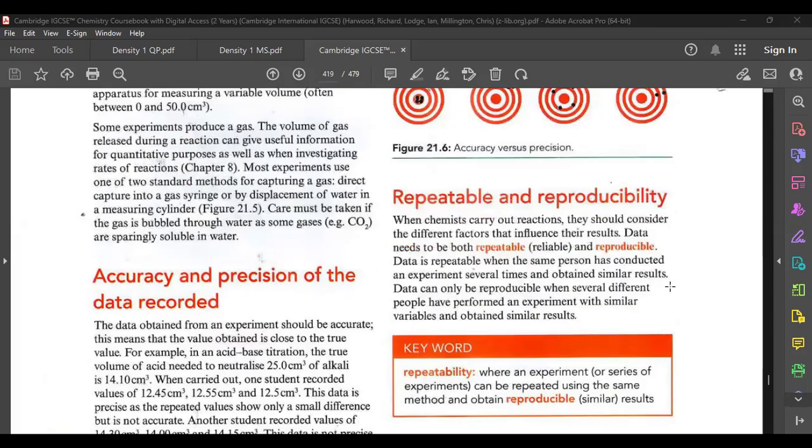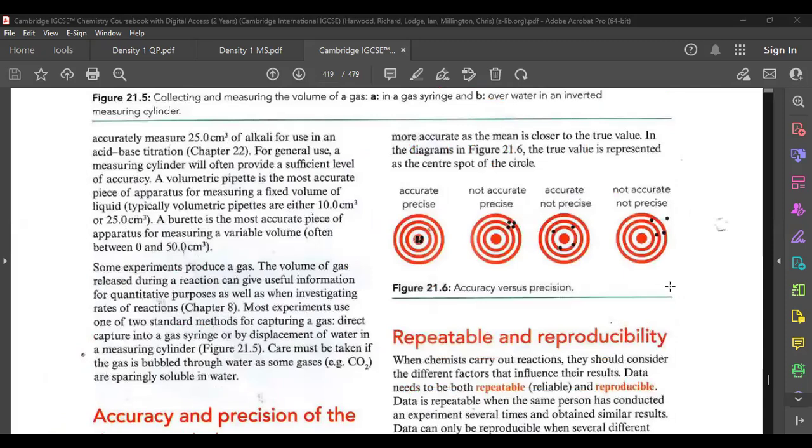So what would we do? Look at this diagram. This is accurate as well as precise. This is not accurate but precise. This is accurate but not precise. And obviously these are very different from each other, and they are very far from the target values. So we would say that this is obviously not the required result.